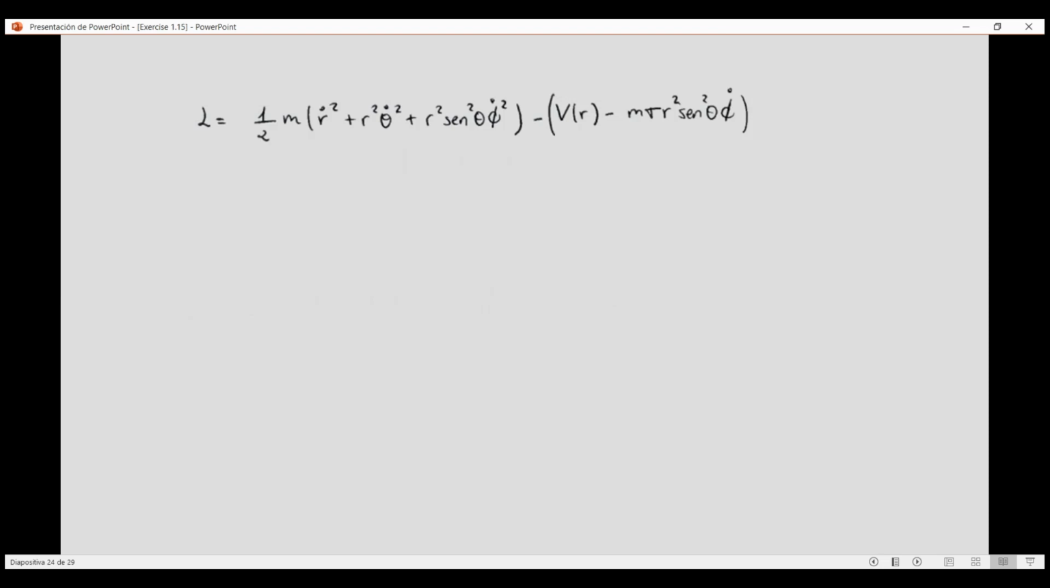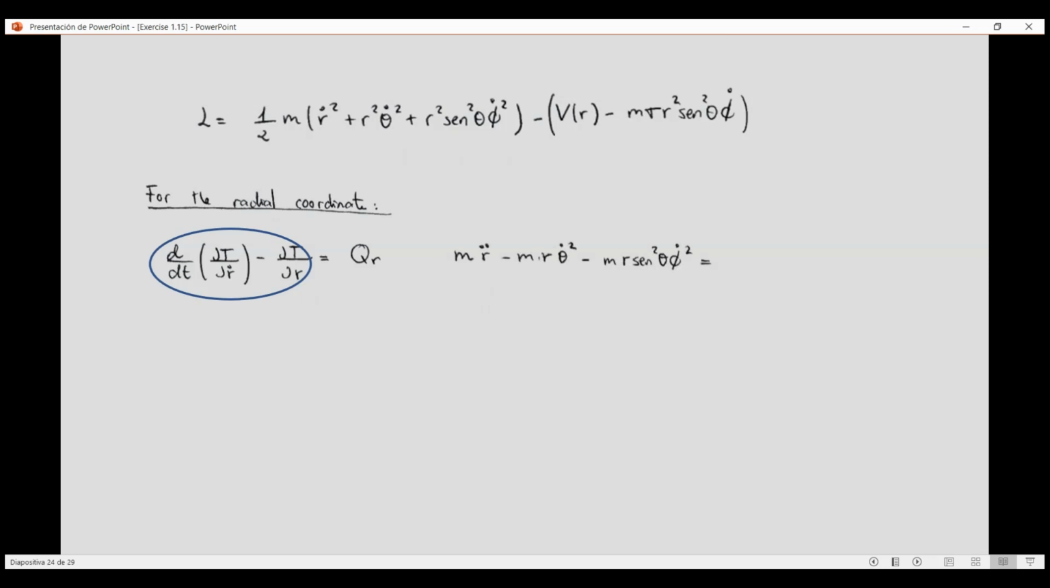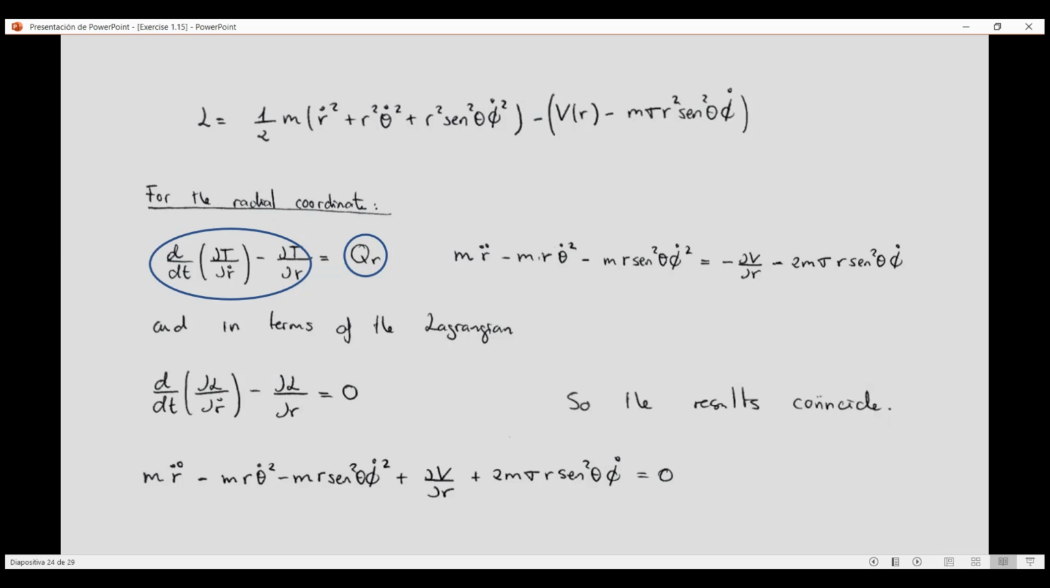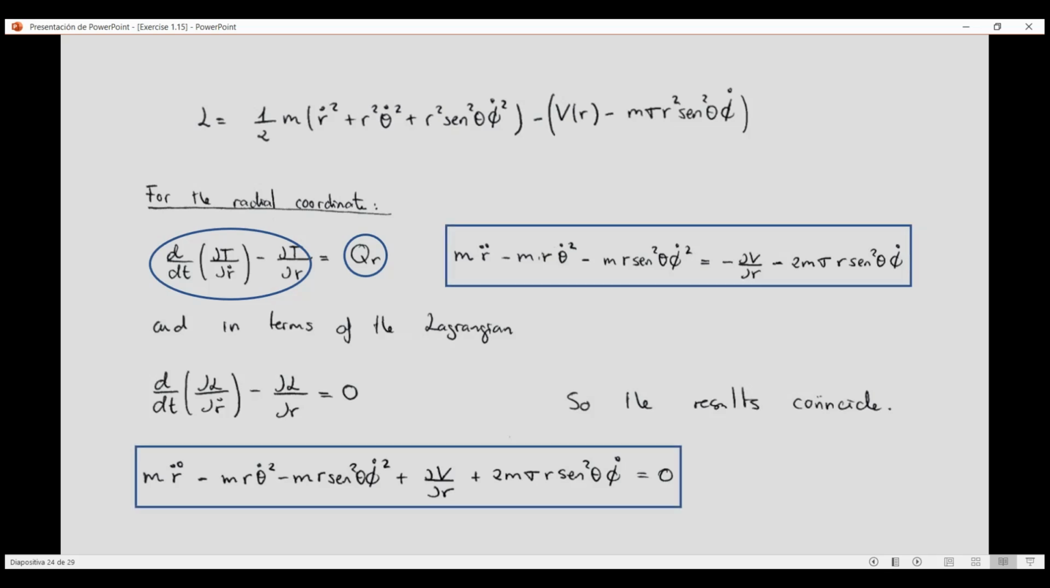So let's start with the radial coordinate. If we differentiate the kinetic energy, we obtain this part here. And we bring in Qr calculated before, and we obtain the equation of motion in the radial coordinate. Now we obtain it directly from the Lagrangian, differentiating the Lagrangian, and we see that both equations coincide. So it means that our calculation of Qr was correct.